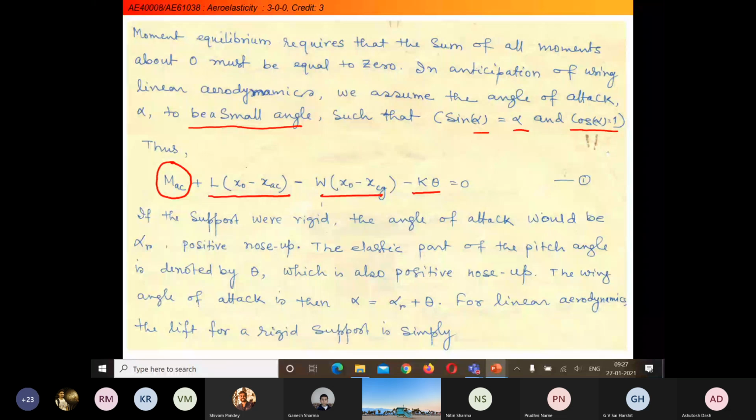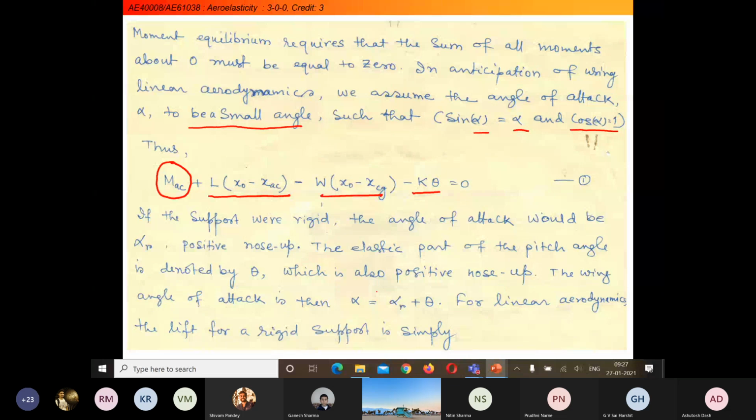If the support were rigid, the angle of attack would be alpha r, positive nose up. The elastic part of the pitch angle is denoted by theta, which is also positive when nose up. The wing angle of attack is then alpha equal to alpha r plus theta.